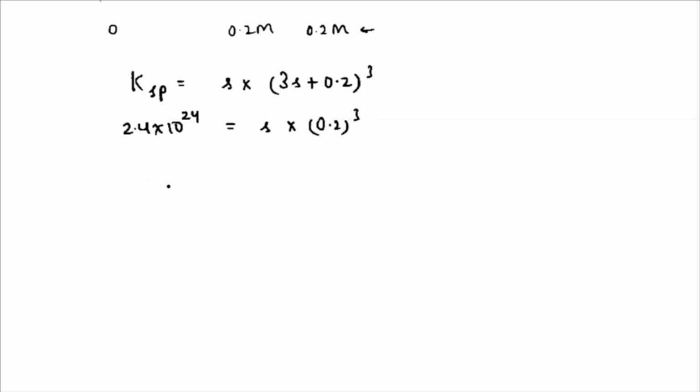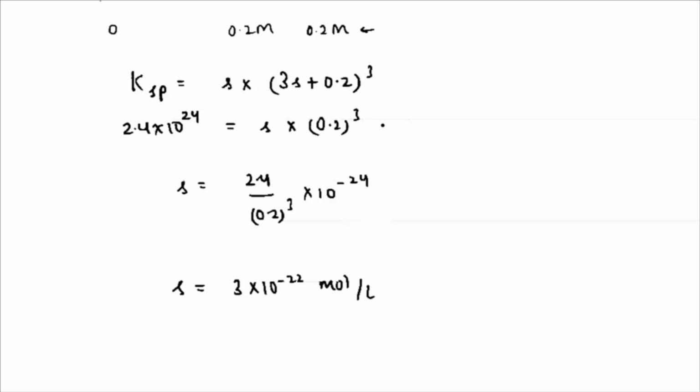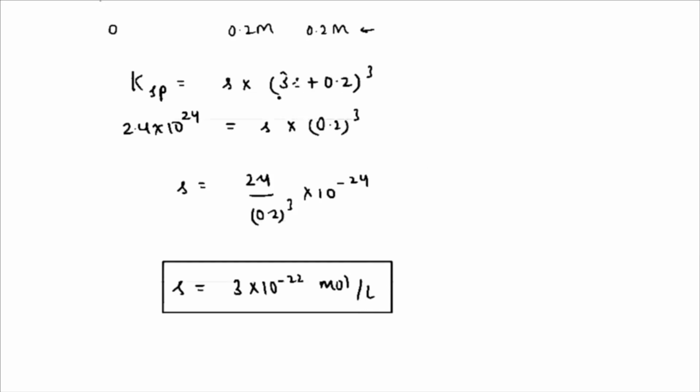So here the value of S is equal to 2.4 divided by 0.2 whole cube, into 10 to the power minus 24. So the value of S is what? This is 3 into 10 to the power minus 22. Because this is a very small amount, we are ignoring this value. 3S plus 0.2 we can directly write as 0.2 because S is 3 into 10 to the power minus 22, a very small number.